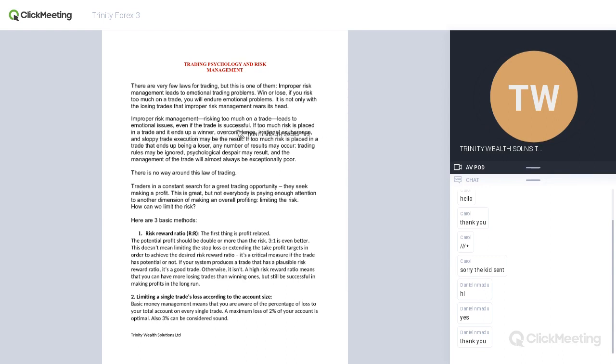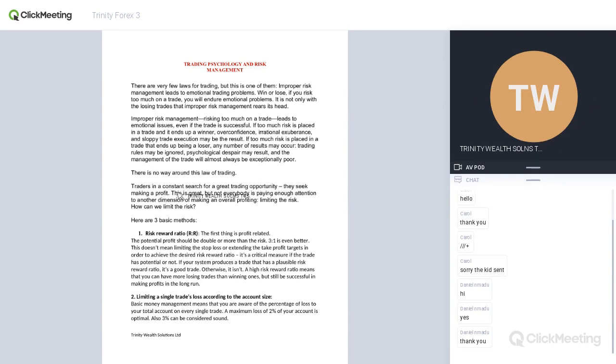So even if the trade is successful, if too much risk is placed in a trade and it ends up a winner, overconfidence, irrational exuberance and sloppy trade execution may be the result. I've shared with you my case. So if too much risk is placed in a trade that ends up being a loser, any number of results may occur. Trading rules may be ignored, psychological despair may result, and the management of the trade will almost always be exceptionally poor. So there is no way around this law of trading.